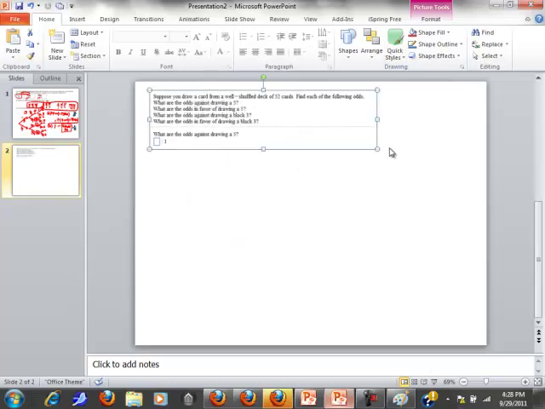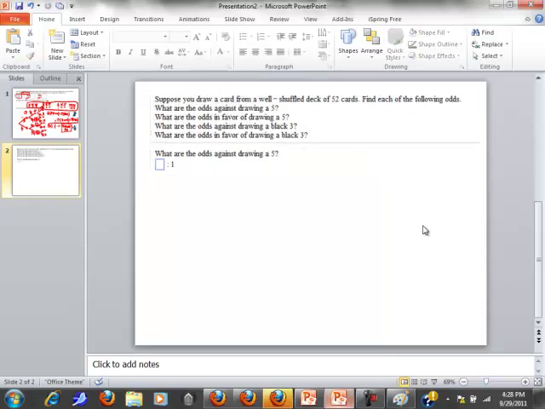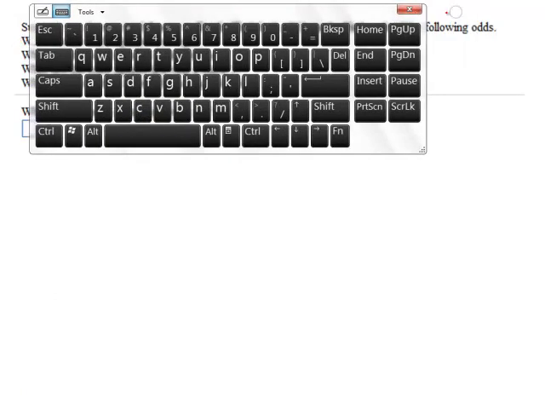Alright, my numbers might be slightly different than yours again, but it's okay. Suppose you draw a card from a well-shuffled deck, 52 cards, the standard cards that we've been talking about. I guess all the questions are right there. What are the odds against drawing a 5? So this is the 4-part question. Oh, they wanted us to. Okay, maybe we did need that.